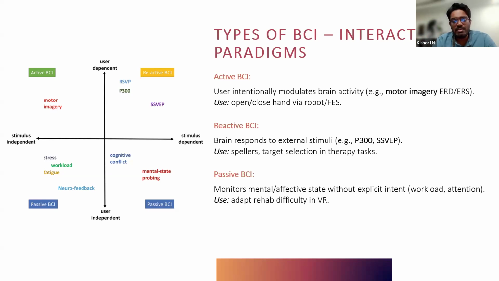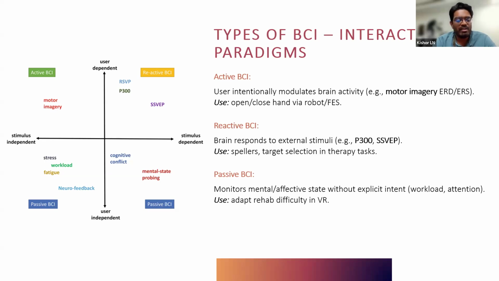And then finally, you have passive BCI. This is when you don't ask the patient or the subject to actually perform any brain activity or mental activity, or you don't give them any sort of stimuli. They're just left to be as they are, and they can just stay in their normal mental state without explicit intent. And the EEG just monitors their brain activity and uses that to understand how the patient thinks and how their brain reacts to different things, and uses that to adapt.